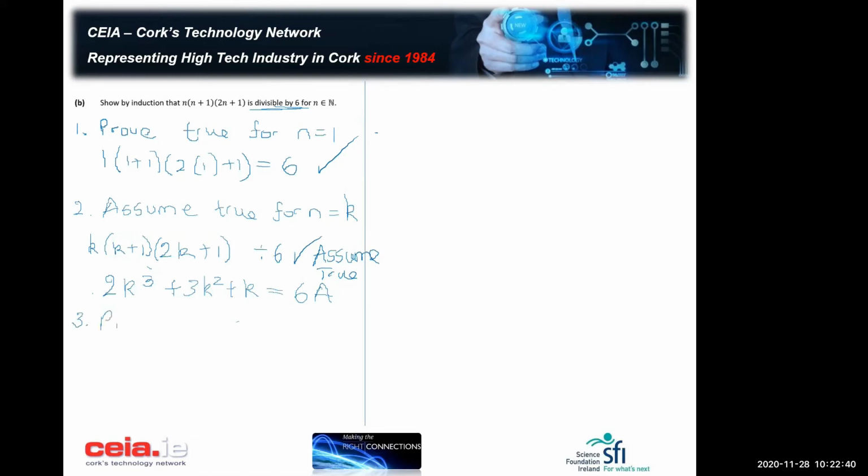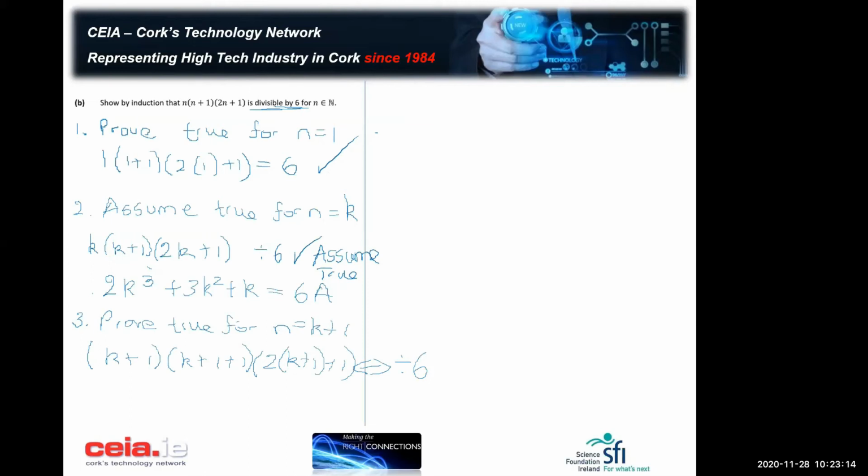Step 3 is prove it's true for n is equal to k plus 1. That's going to be, like I said previously, k plus 1 into k plus 1 plus 1 times 2 times k plus 1 plus 1. And we have to prove that this is divisible by 6.